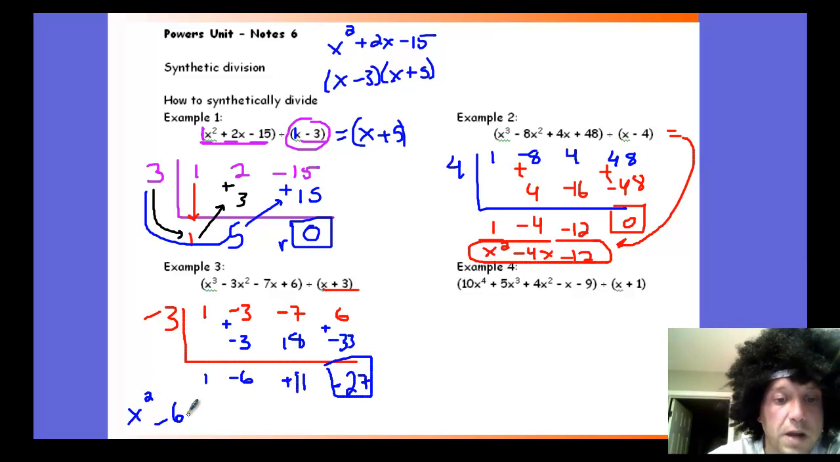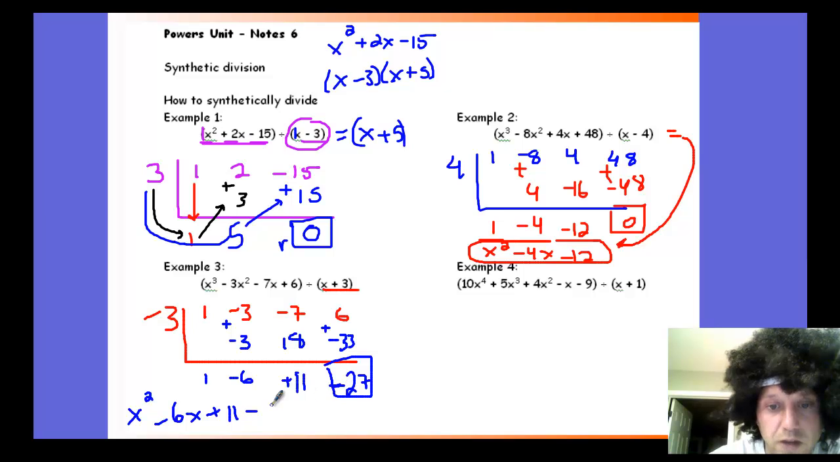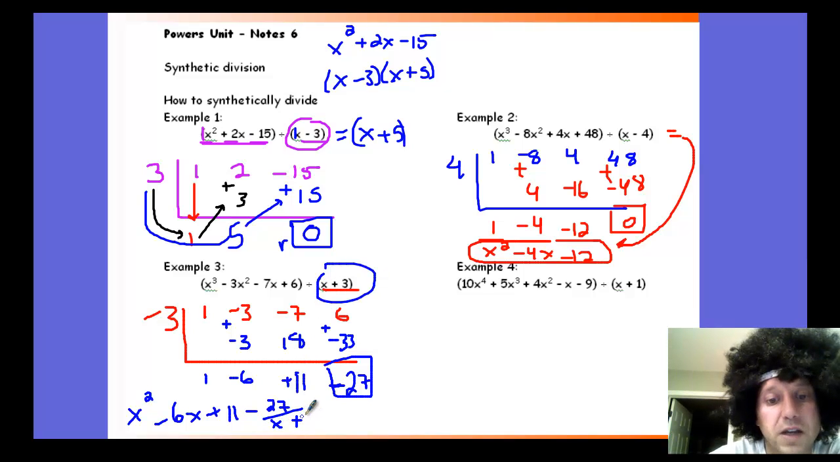So we still have x squared minus 6x plus 11 minus, because we have a negative right here, 20, and then we were still dividing by x plus 3. It doesn't divide evenly, so that's the remainder divided by our divisor, and so that's going to be the result.